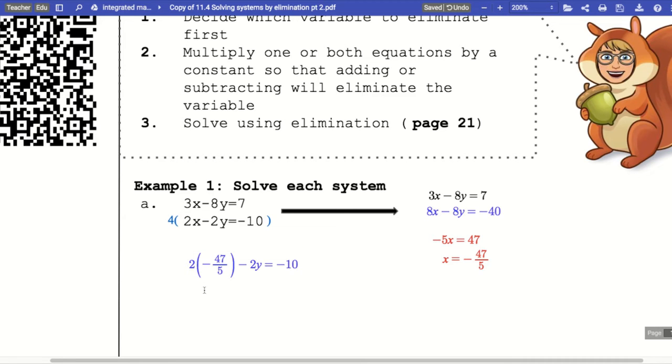And when I multiply the 2 and the negative 47 together, I'm going to end up with negative 94 over 5 minus 2y equals negative 10. Well, I'm going to add the 94 over 5 over to the negative 10. So let's do that math. I'm going to have negative 2y equals, well, negative 10, if I get the common denominator, is just negative 50 over 5, right? Negative 50 over 5. And then because I added the 94, I'm going to do plus 94 over 5.